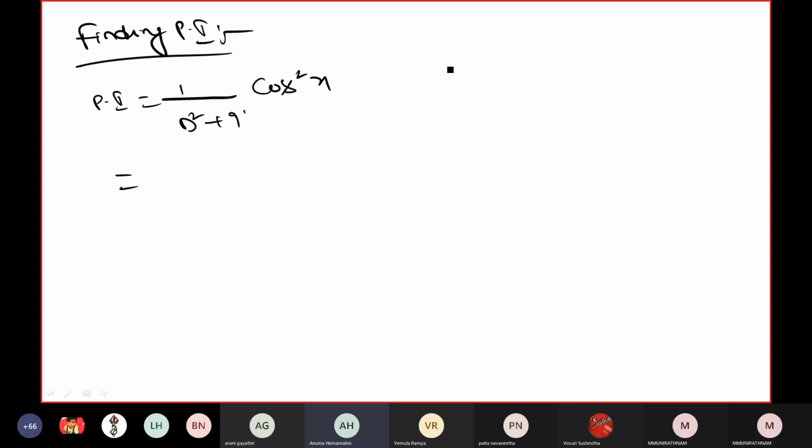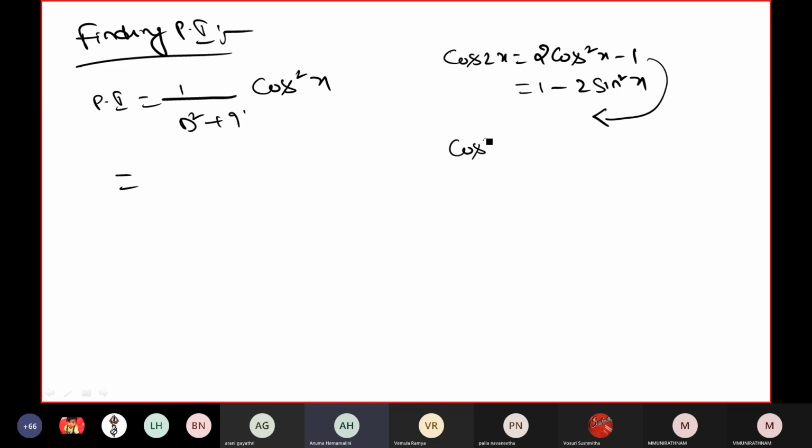Minus a square, sir. Minus a square. What is a? That's what I'm asking. Okay, చూడండి. So you know that cos 2x has the formula 2 cos square x minus 1 or 1 minus 2 sin square x. So using this formula, cos square x ఉంటే 1 plus cos 2x by 2 రాయాలి.